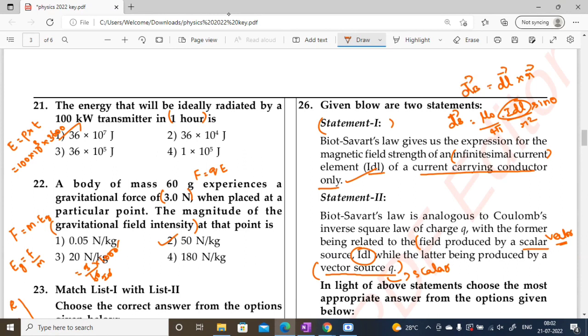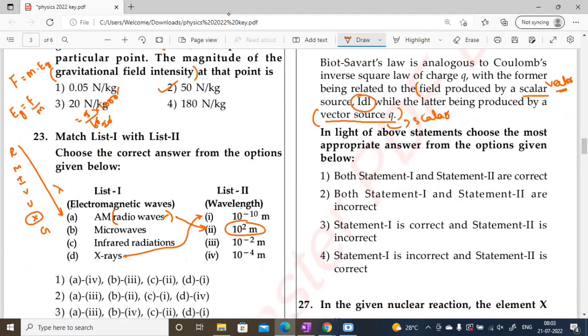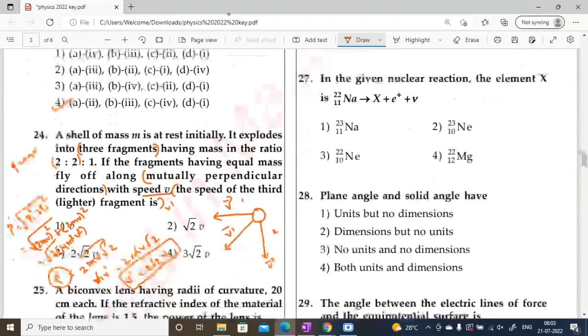So this is a relation which we studied already. When this is the relation, this statement is completely wrong. So we can say statement 1 is correct and statement 2 is incorrect. We should be careful about the statements. Moving to the next question. So we have a relation-based question from the nuclear chapter.